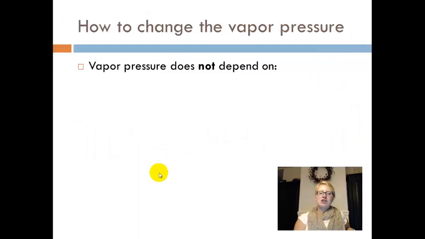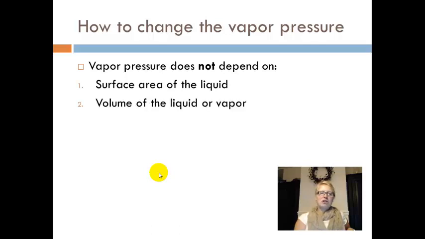So how can you change the vapor pressure? Well, there's a few things that vapor pressure does not depend on. Vapor pressure does not depend on the surface area of the liquid, nor does it depend on the volume of the liquid or the vapor.